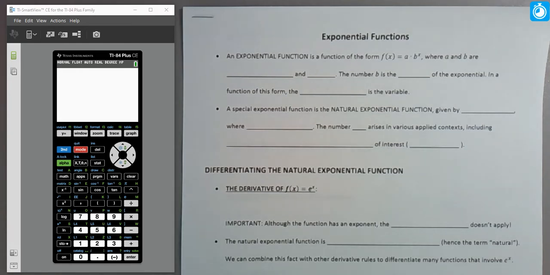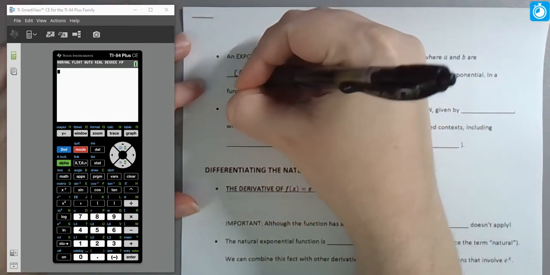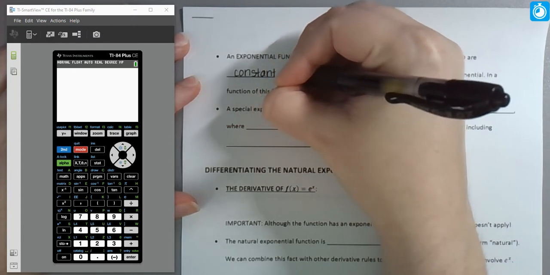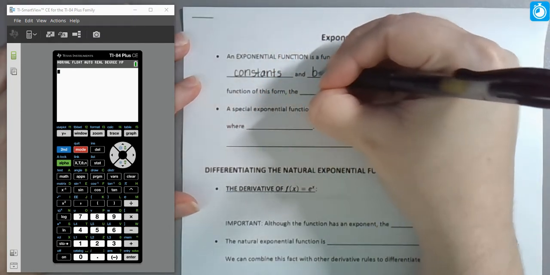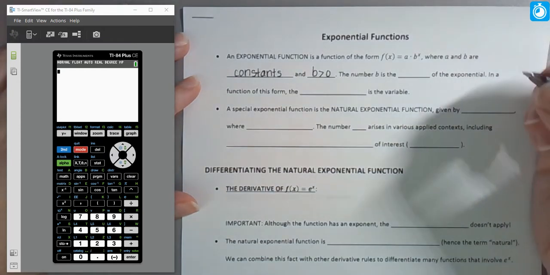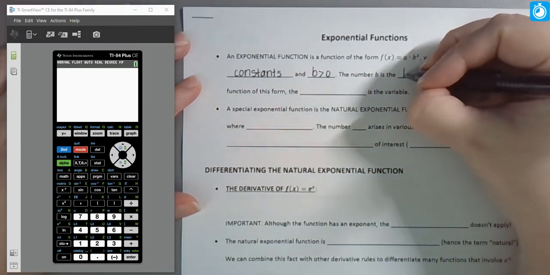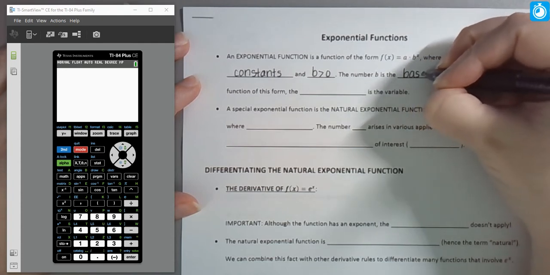In this video, we're going to learn to differentiate a new type of function, the so-called exponential function. An exponential function is a function of the form f of x is equal to a times b to the x power, where a and b are constants, so they are fixed numbers in an actual problem, and specifically b is greater than 0.